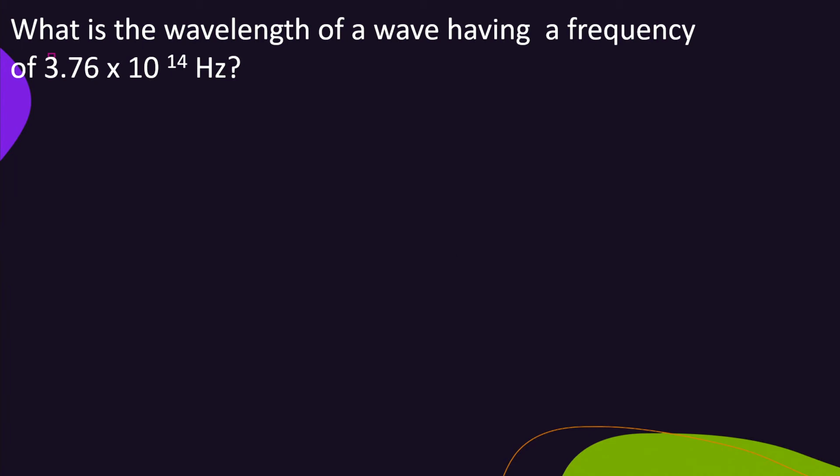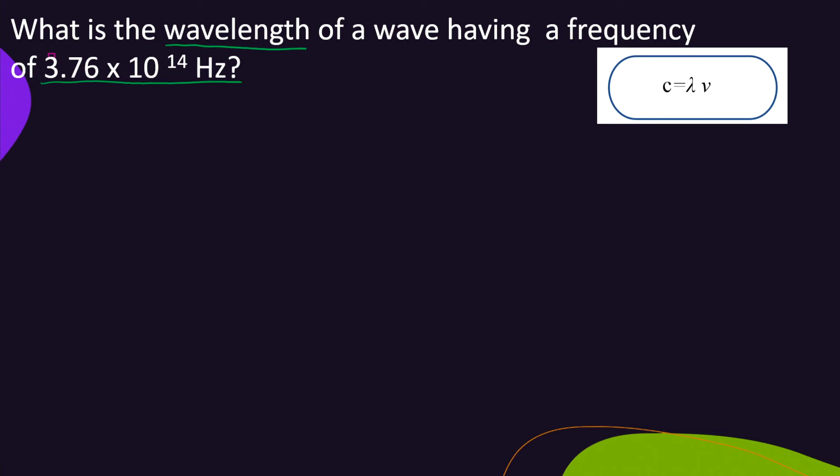So let's go ahead and try an example. The question reads, what is the wavelength, so that's going to be our unknown, of a wave that has a frequency of 3.76 times 10 to the 14 hertz. So the formula that we're going to use is our speed of light is equal to our wavelength times our velocity. So we are looking for the wavelength, so we're going to make that the subject of our formula. So wavelength is equal to c divided by our v.